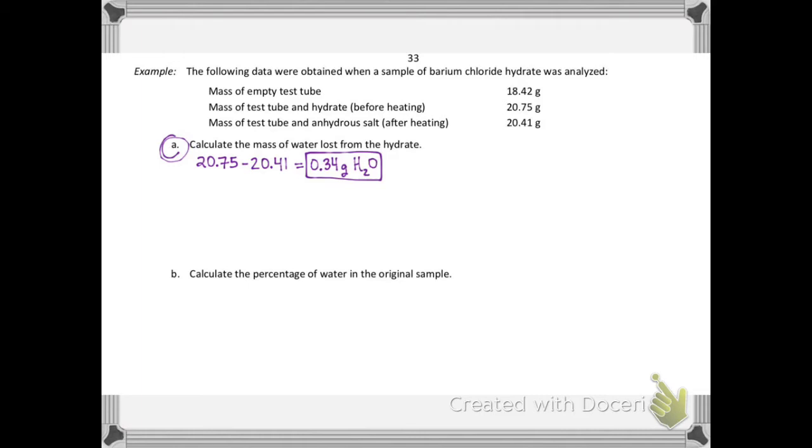Well, this is just simple subtraction, right? You want to see how much water was driven off? You look at the mass when it had the water and the mass after the water was gone and subtract them. And now we want to find the percentage of water in the original sample.